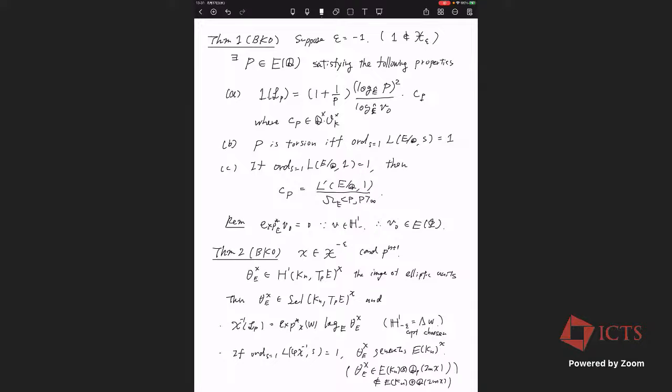You mentioned as an application something about the growth of Tate-Shafarevich groups for elliptic curves. Sorry, I can't hear. The growth of the Tate-Shafarevich group. Yeah. What can you say exactly?